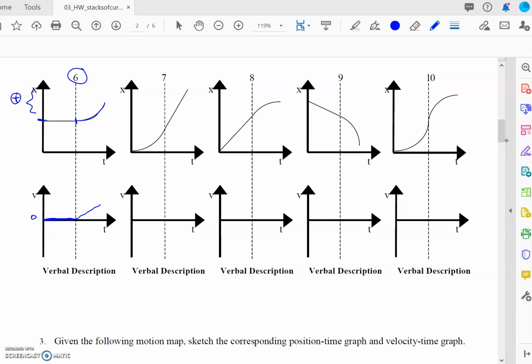So when we write the verbal description, we will say that the object stays still for the first segment. Then we'll say it speeds up in a positive direction for the second segment.